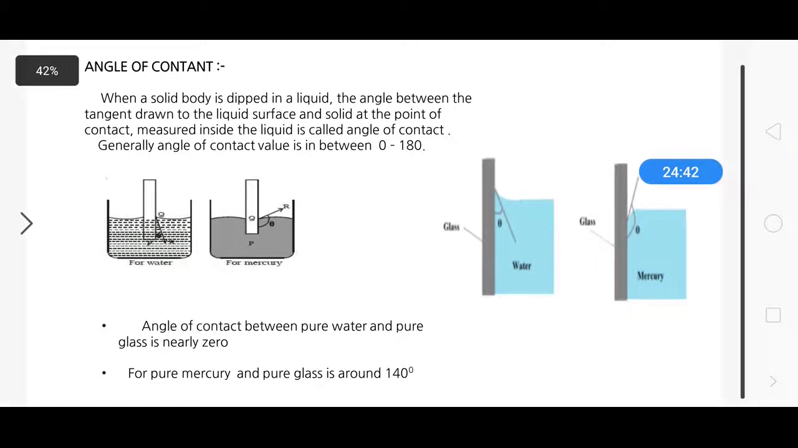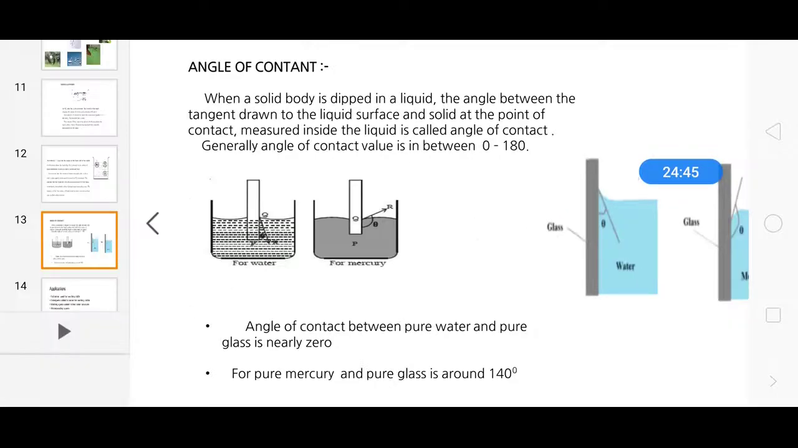So the angle of contact is the angle between the tangent drawn at the surface of the liquid and the solid body inside the liquid, and it is between 0 and 180. For pure water and pure glass it is equal to 0, and for pure mercury and pure glass it is around 140 degrees. We have to learn about the angle of contact. First of all, draw the tangent on the surface of the liquid. Then the angle between the imaginary line and the solid surface inside the liquid is treated as the angle of contact.